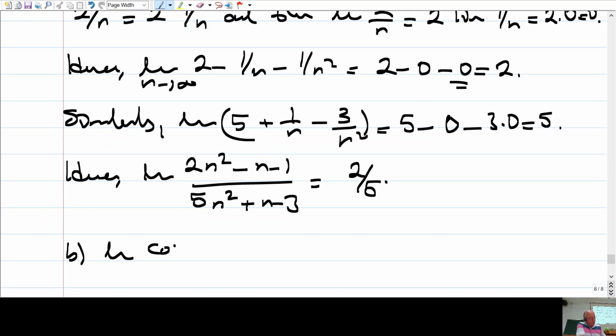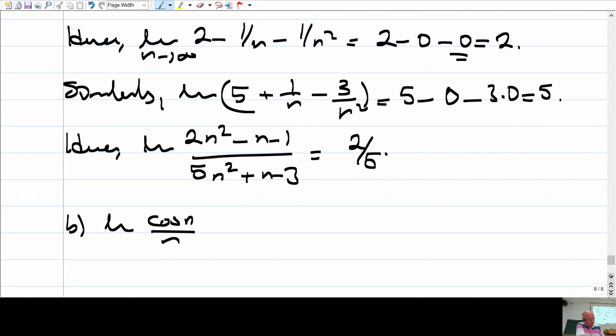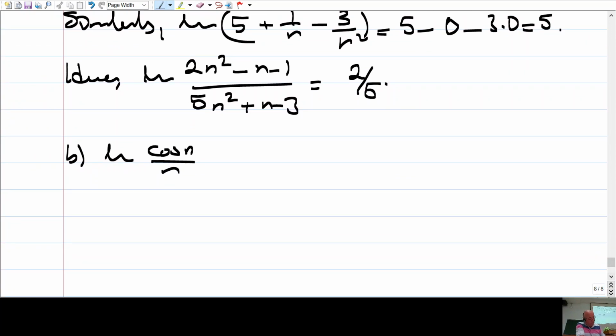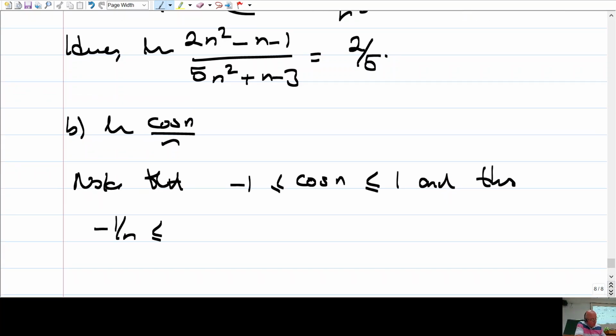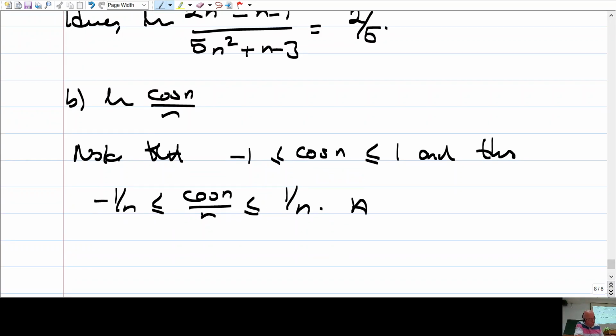I have this cosine n divided by n. What about this one? Well, here we use the squeezing theorem. Note that cosine n is always between 1 and minus 1 because the cosine function always takes values between 1 and minus 1, whatever you put inside. Thus we have minus 1 over n, cosine n over n, and 1 over n. Also, the limit of 1 over n and the limit of minus 1 over n are both 0.